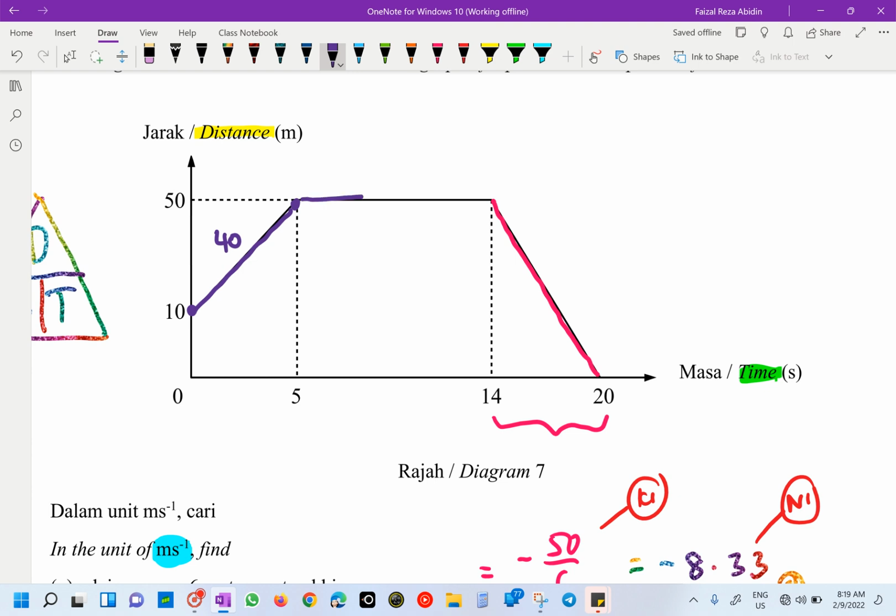Is there any distance here? No distance. Means that it's going to be what? Constant distance? No. This is going to be stationary. Dia tak bergerak. Dia stay je. Dia rehat. Dalam keadaan rehat. Stationary. Pegun. So, maksudnya masa berjalan tapi kereta tak bergerak. Bukan speed zero, maksudnya distance zero. Dia tak bergerak.